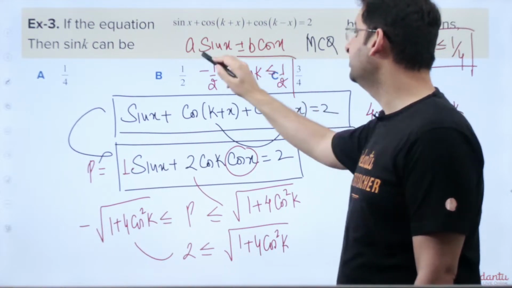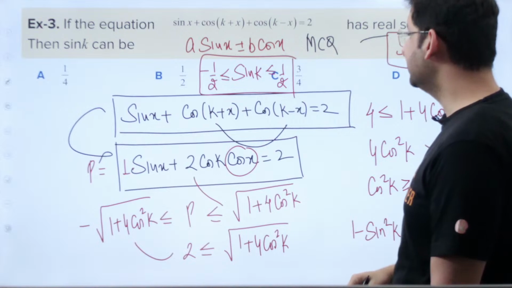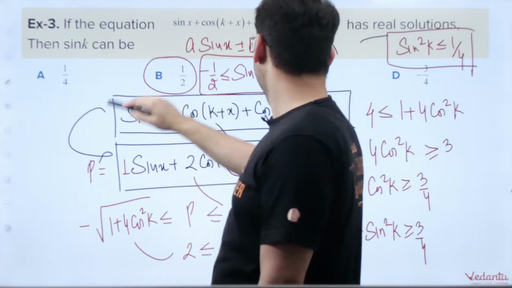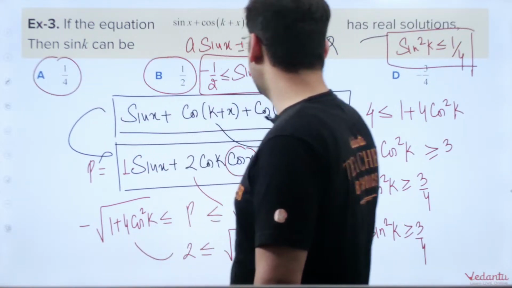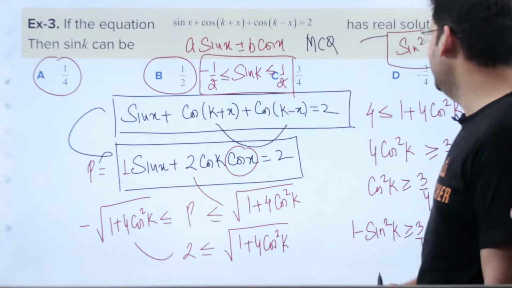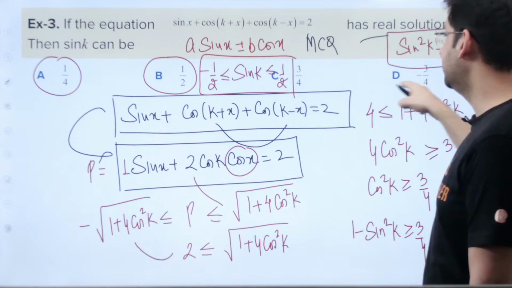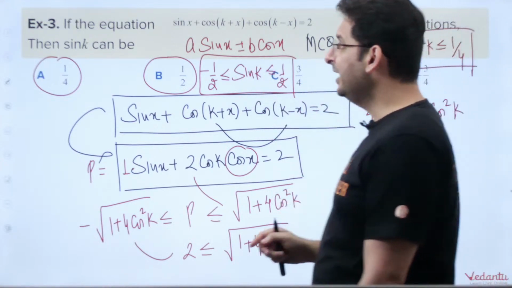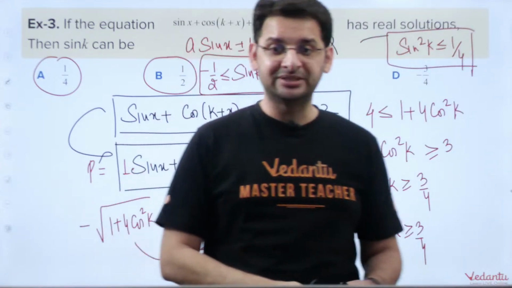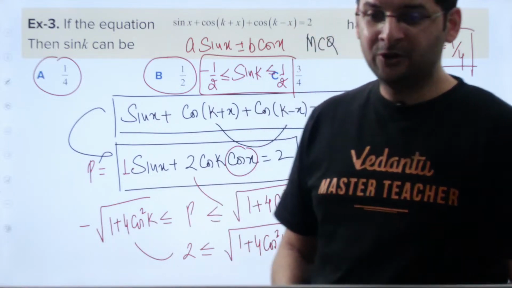So what are the values from these options which sin k can take? Minus half to half, this value and this value, because half is included. So a and b. It can't take 3 by 4, 0.75, this is 0.5. It can't take minus 0.75 because this is minus 0.5. So a and b are going to be the correct answer to this. I hope this is clear.